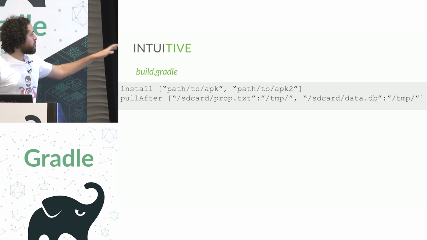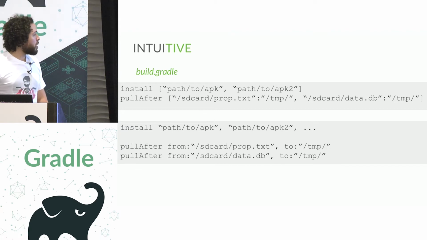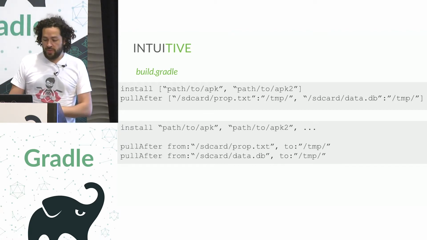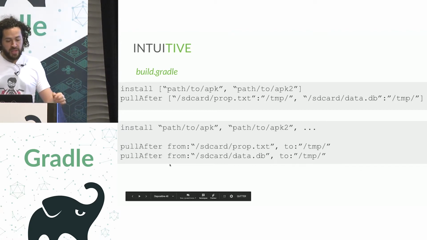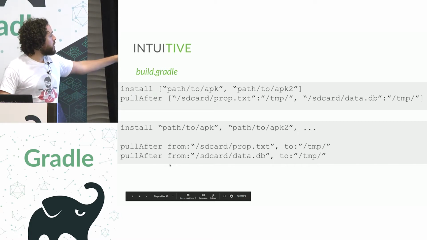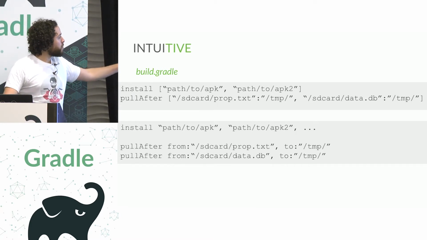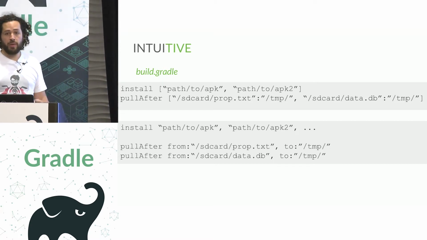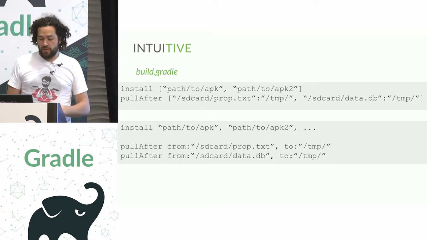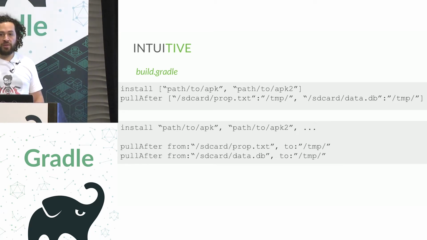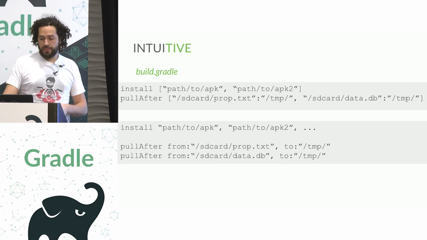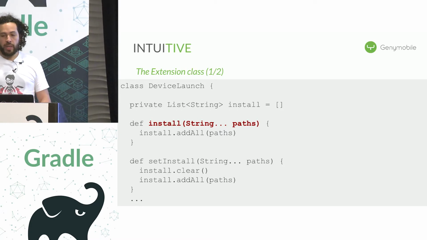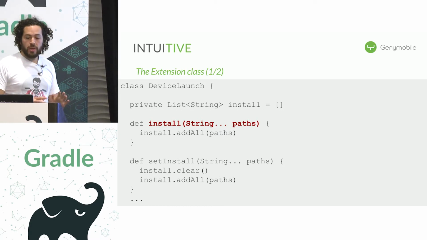So starting from this point, what we want to achieve is to use this DSL. So people will be able to install a series of APKs, and pull can be called after several times with named parameters from and to. So it's more declarative, easier to use. And how can you do it? Same thing, it's pretty easy.